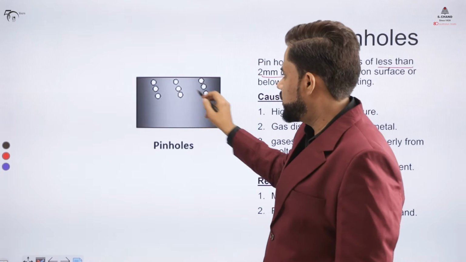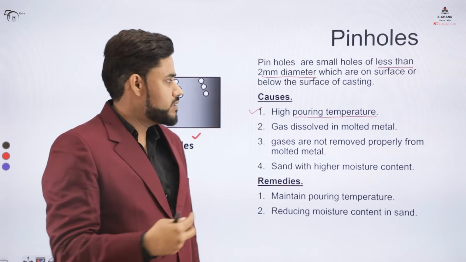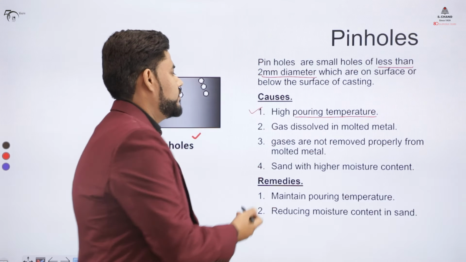Now, what would be the probable reasons? Number one, the pouring temperature could be high. When we are pouring the metal inside that pouring basin, the temperature would be high, and because of that high melting temperature or high pouring temperature, these pinholes can be formed.